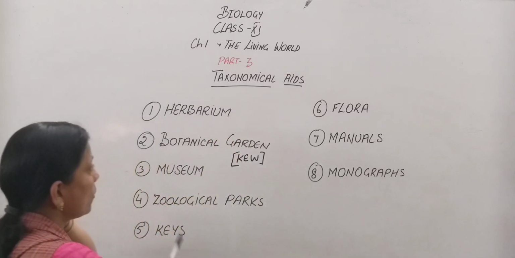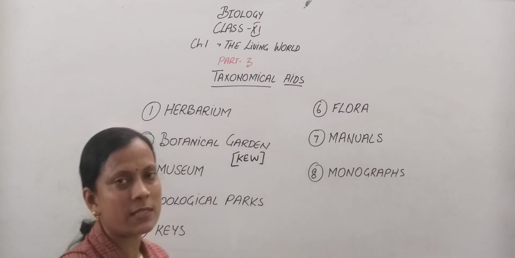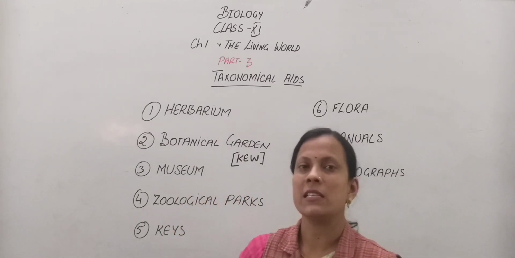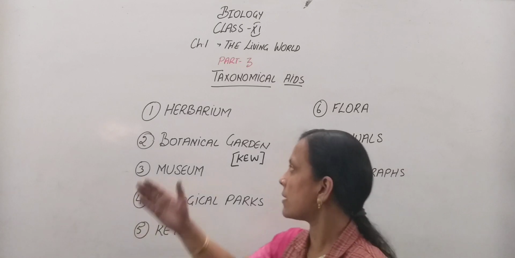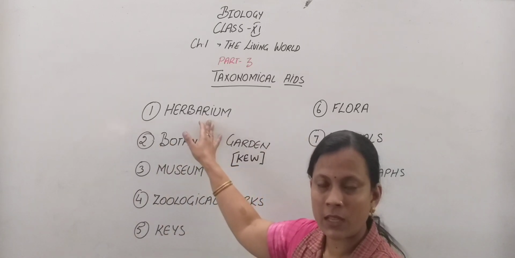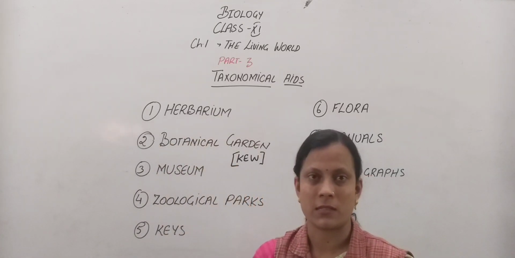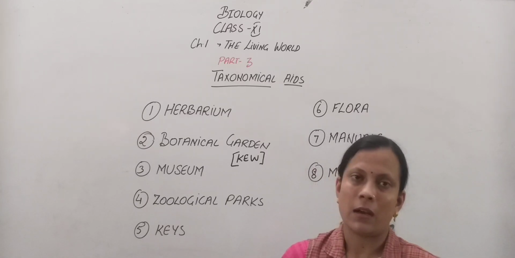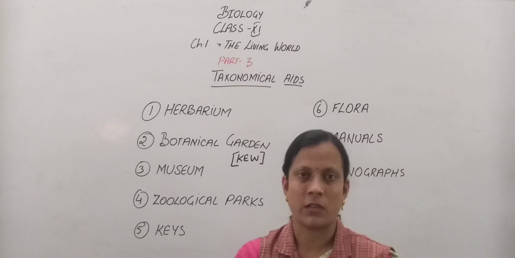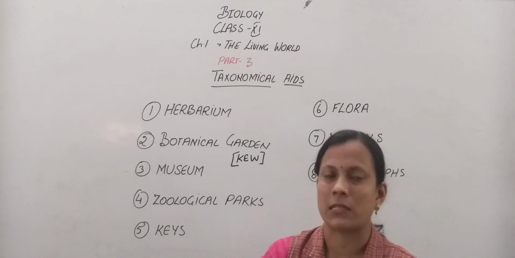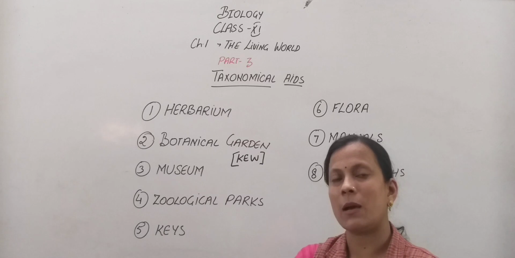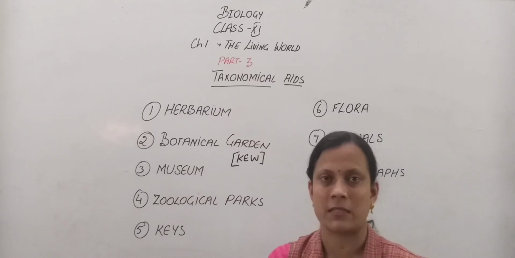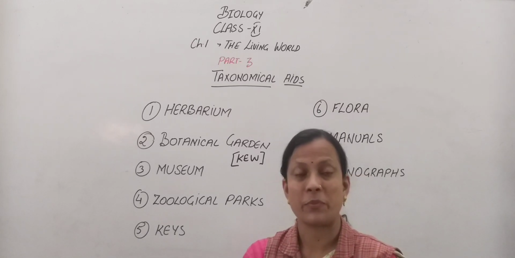To start with, the first one is the herbarium. What is a herbarium? It is a collection of dried specimens, first of all for plants. These are kept in a dried form. For example, when a person gets a new species or finds a plant, he will take a part of it and dry it. There are certain specific sheets and methods to dry and preserve it.